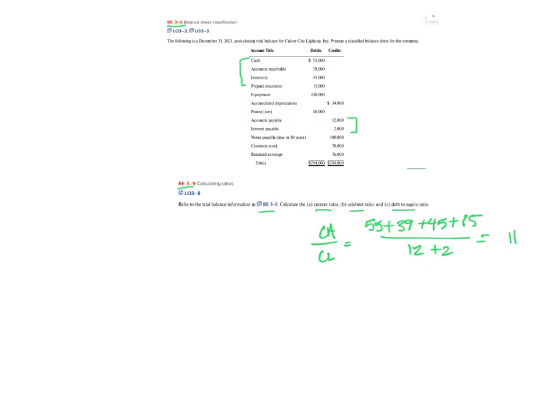We'll now look at the acid test ratio. Remember, the acid test or quick ratio takes quick assets and divides by current liabilities. And quick assets are cash that's unrestricted, plus our short-term investments, plus accounts receivable. So those are items that we have for the quick assets.